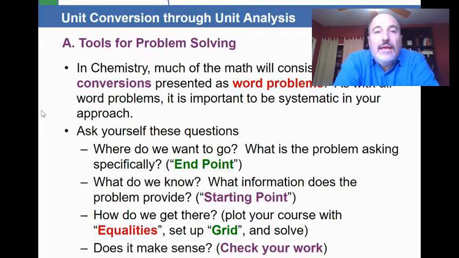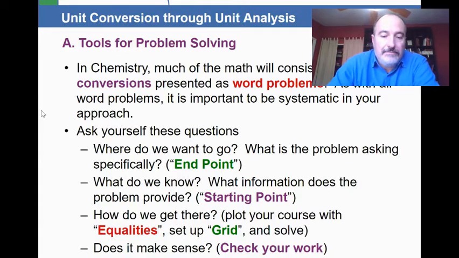And then finally, when you're all done, you want to take a look at your answer and see, hey, does this make sense? All right. If you're converting from, let's say, 42 inches, and the question is, well, how many miles is that? And your answer is like 1,000 miles. No way does that make sense. So go back and double check your work and make sure you set it up correctly.